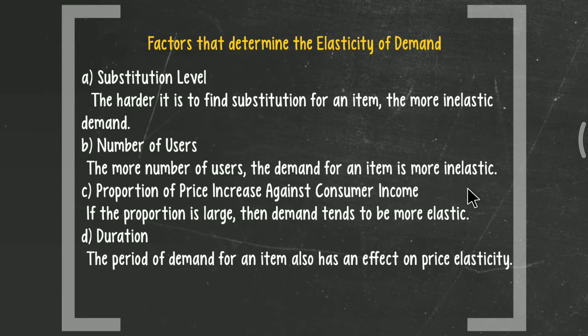And if the price drops, people don't buy much more. B. Number of users. The greater the number of users, the more inelastic the demand for an item. C. Proportion of price increase against consumer incomes. If the proportion is large, the demand tends to be more elastic. D. The period duration. The period of demand for an item also has an effect on price elasticity.